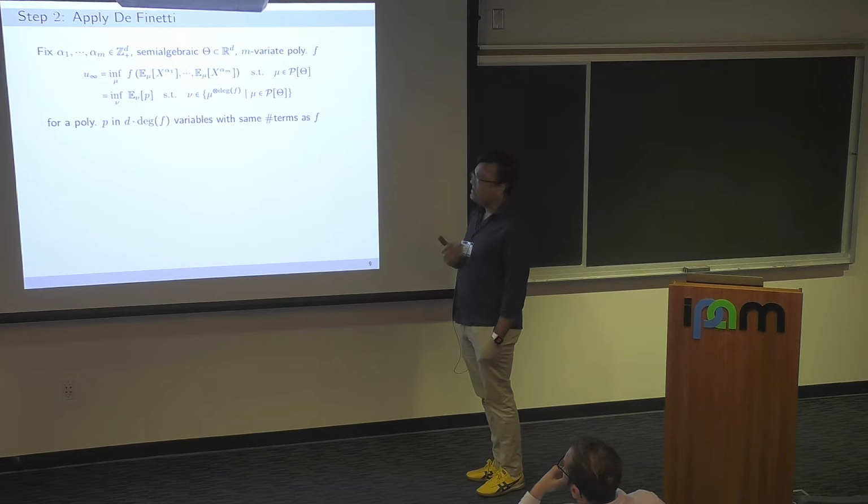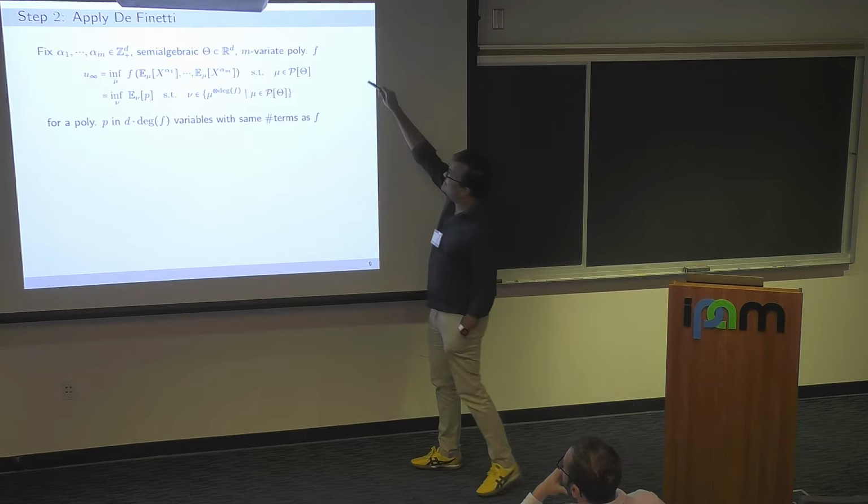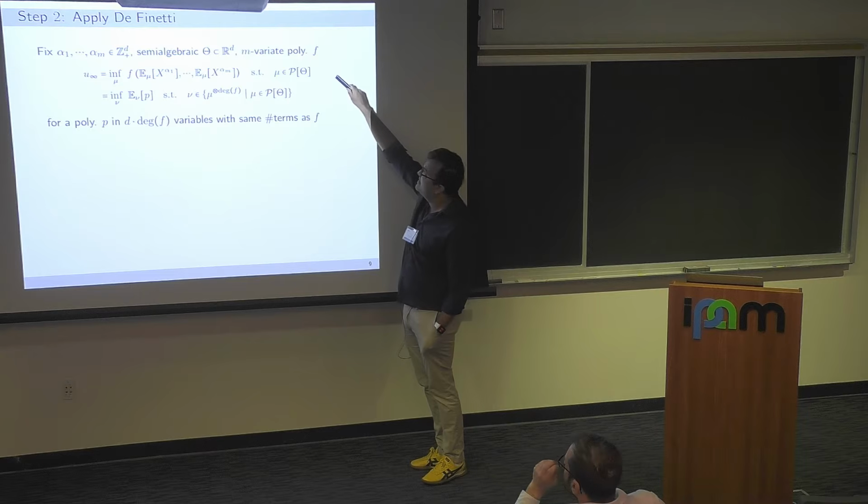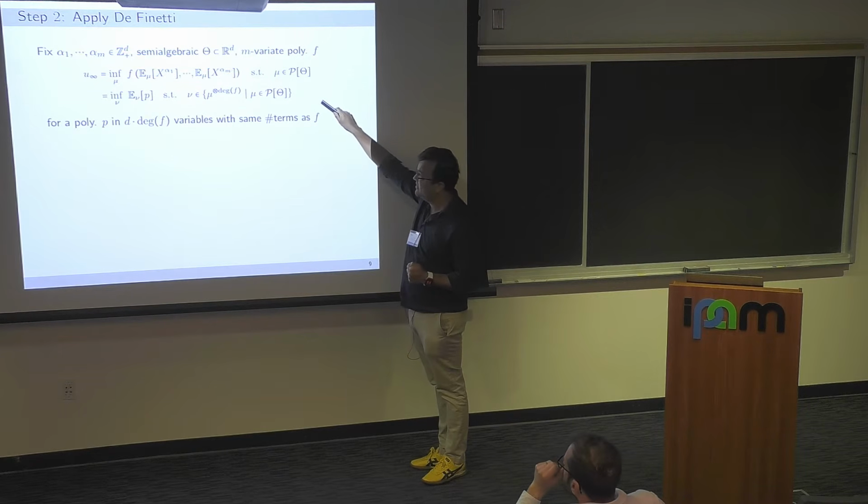The next step is where de Finetti comes in. Again, this is simply an assertion of what we've done so far. The alphas, theta, f are fixed. The top line is the original problem. The second line is what we've concluded so far.